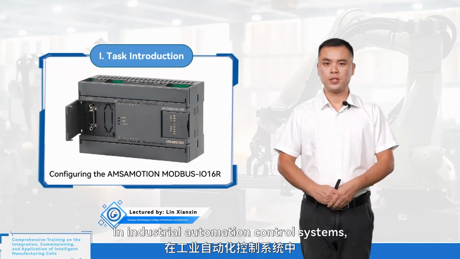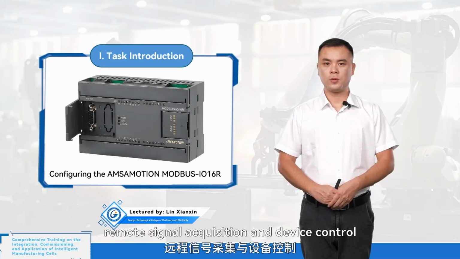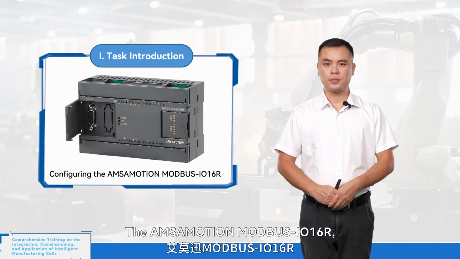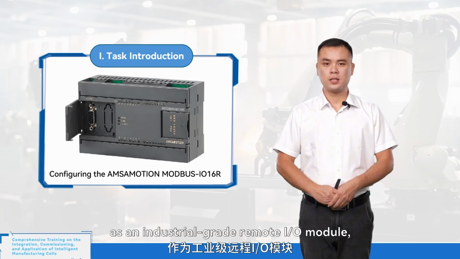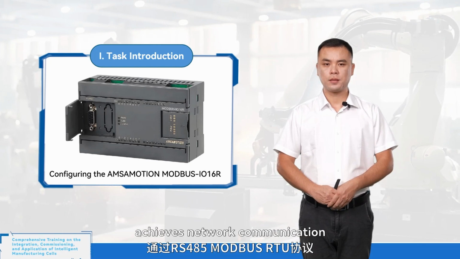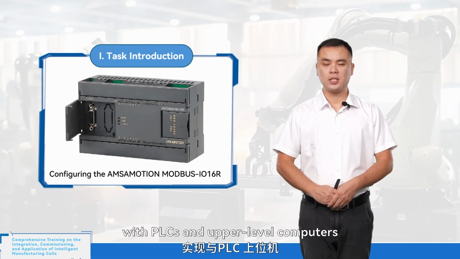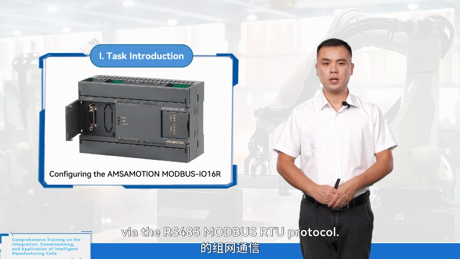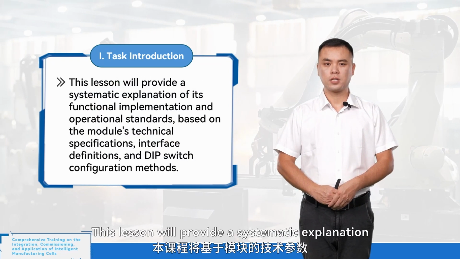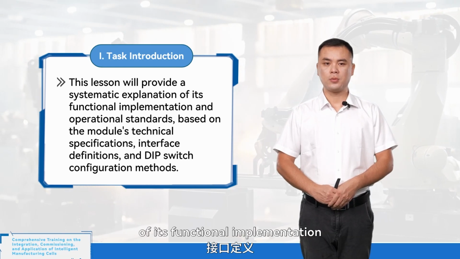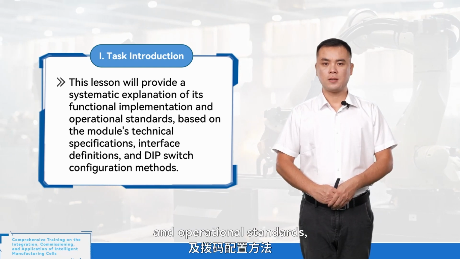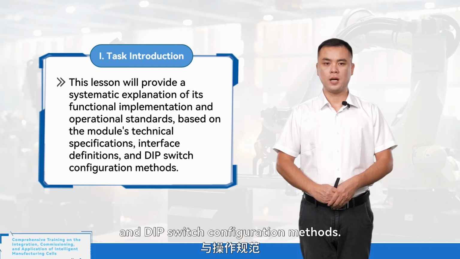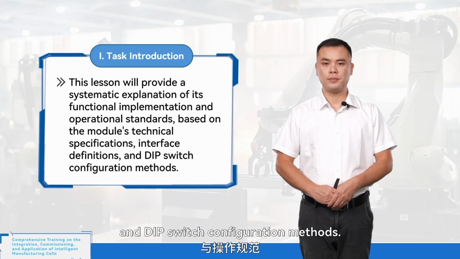In industrial automation control systems, remote signal acquisition and device control are core requirements. The AMSAMOTION MODBUS IO16R, as an industrial-grade remote I/O module, achieves network communication with PLCs and upper-level computers via the RS-485 MODBUS R2 protocol. This lesson will provide a systematic explanation of its functional implementation and operational standards, based on the module's technical specifications, interface definitions, and DIP switch configuration methods.